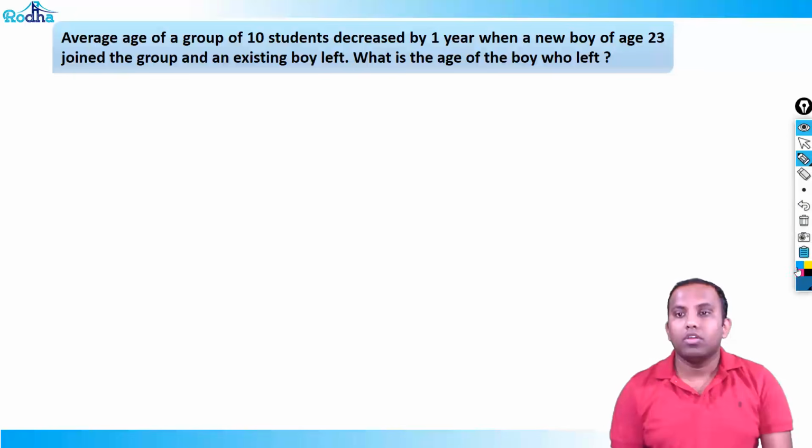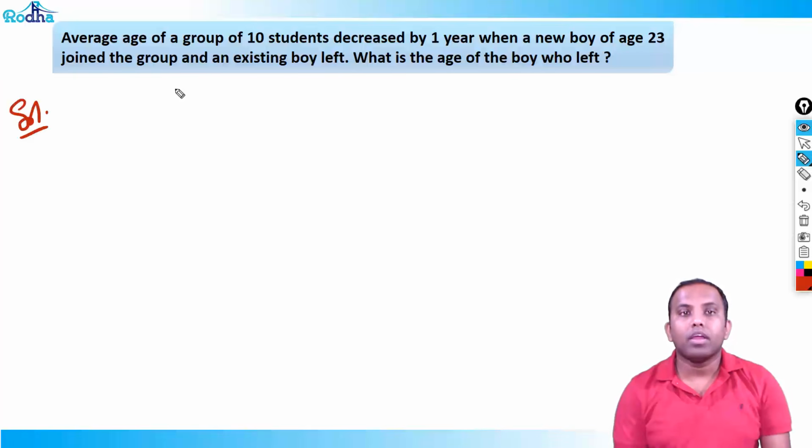Okay, so we'll discuss this question here. Average age of a group of 10 students decreased by 1 year when a new boy of age 23 joined the group and an existing boy left. What is the age of the boy who left? It's slightly different from the last few questions because in this we don't know the initial average of the whole group. So we'll learn this also.